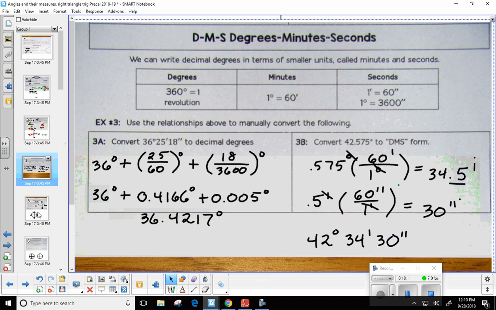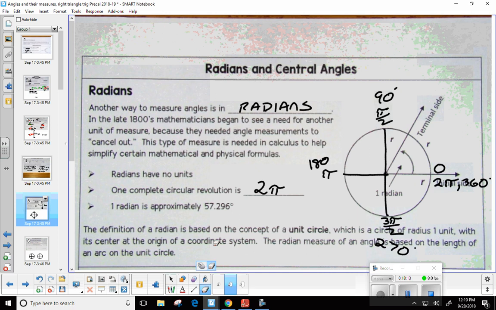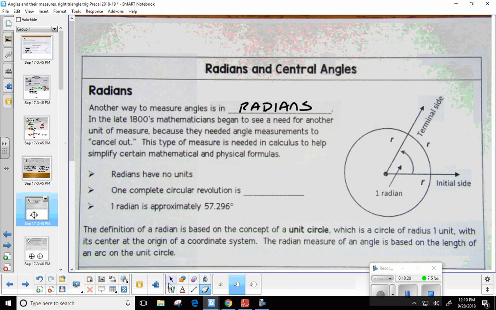Okay, well, let's go ahead and do this. Let me take this off real quick here. There we go. All right, so let's talk about radians. This is going to be really important when we're talking about trig.